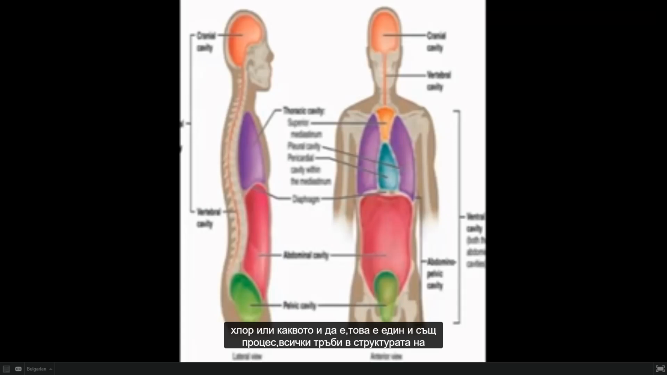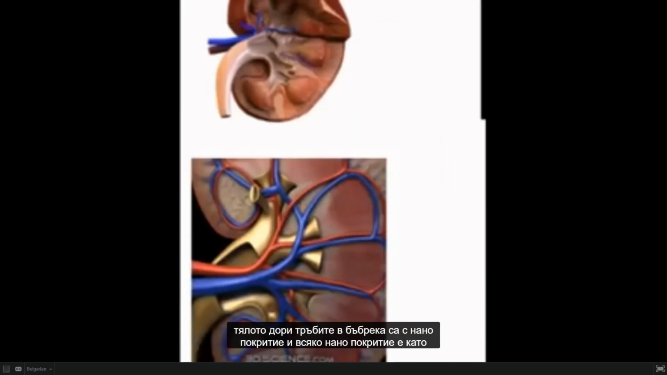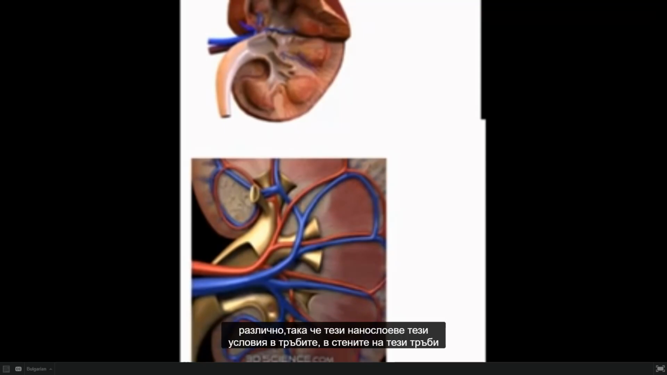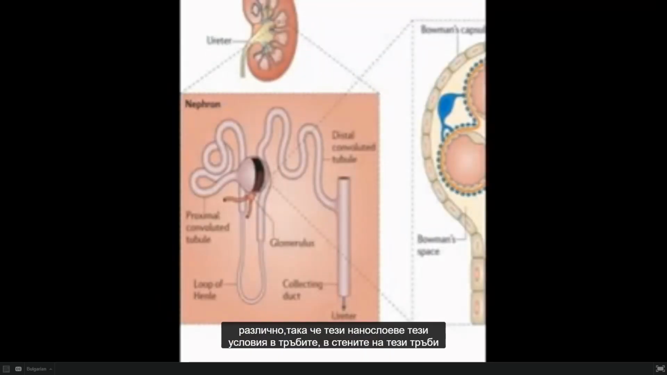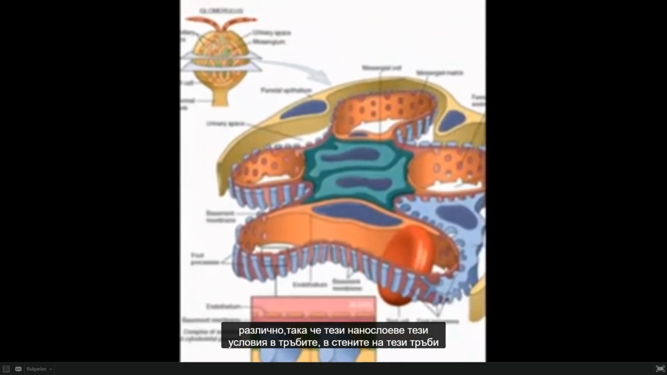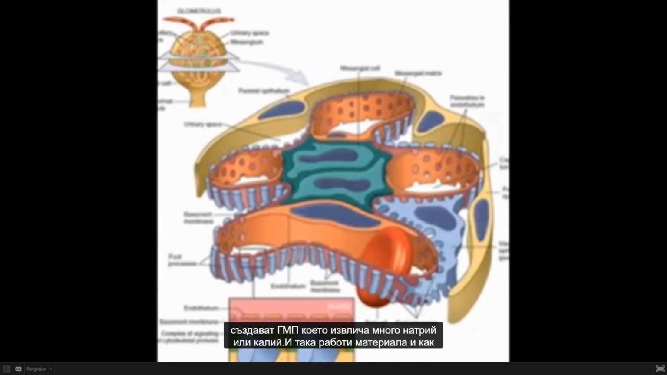All the pipes within the structure of the body of the man, even the pipes in the kidney, are nano-coated. And each nano-coating is like a copper nano-coated or zinc nano-coated, or the rest have gravitational magnetic field, different gravitational. This is what we explained in the Chinese session today. So these nano layers, these conditions in the pipes, in the walls of these tubes, create gravitational magnetic field which extracts like sodium or potassium. And this is how the material works and how the system works, understanding that every tube is nano-layered.